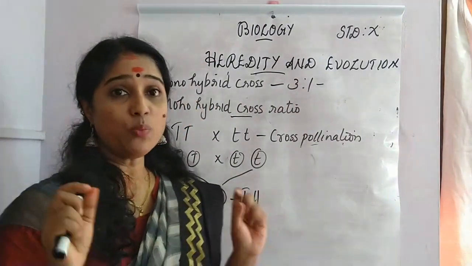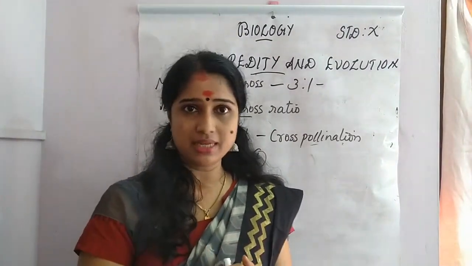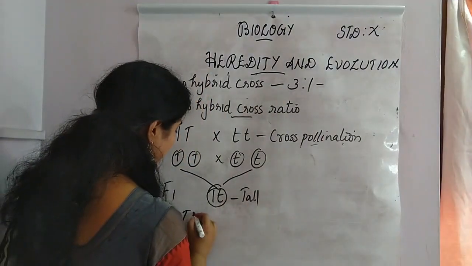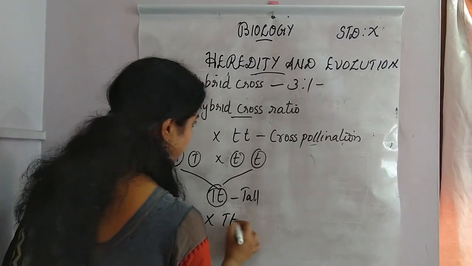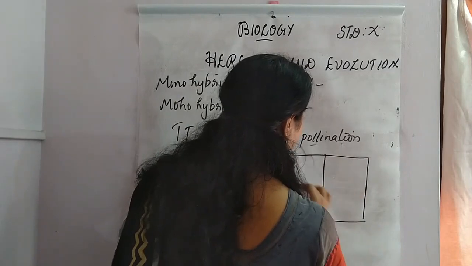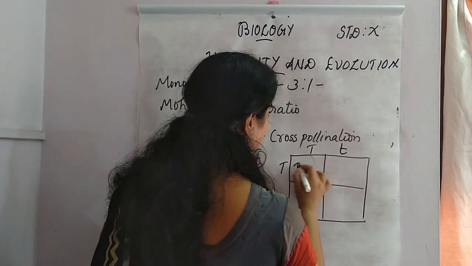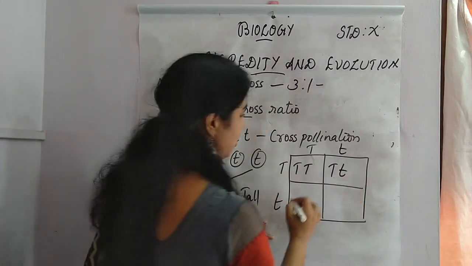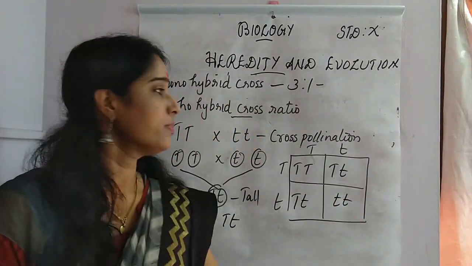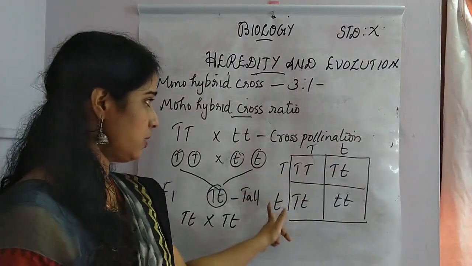Self-pollination means how many plants are involved? Single plant and single flower, isn't it? So both parents are the same, father and mother. We can represent it through the Punnett square. Father, capital T, small t. Mother, capital T, small t. Capital T, capital T. Capital T, small t. Capital T, small t and small t, small t. Hope it is clear.